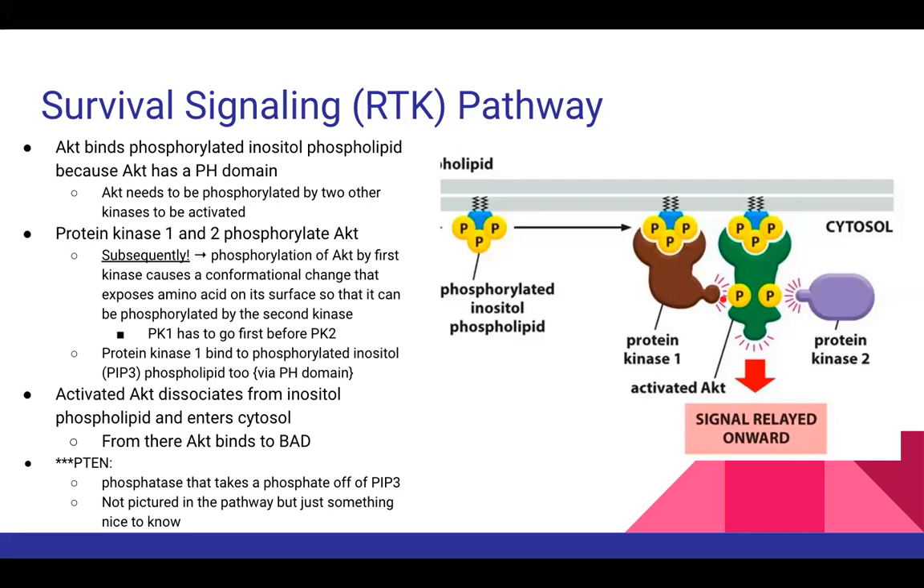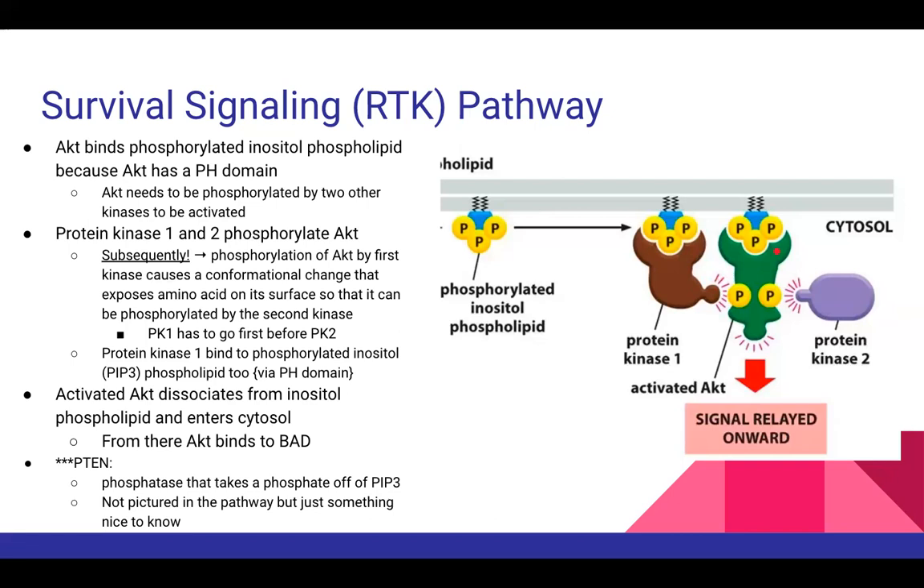Once that happens, a conformational shift, or shape change, happens in AKT, which causes this binding site to appear exposed on its surface so that protein kinase 2 can bind to AKT at the second binding site. That's what we mean when we say subsequently phosphorylating AKT, because it has to be one at a time. Both of these proteins have to phosphorylate AKT in order for it to become active. It can't be active based off of one protein kinase. It needs both of these to become active.